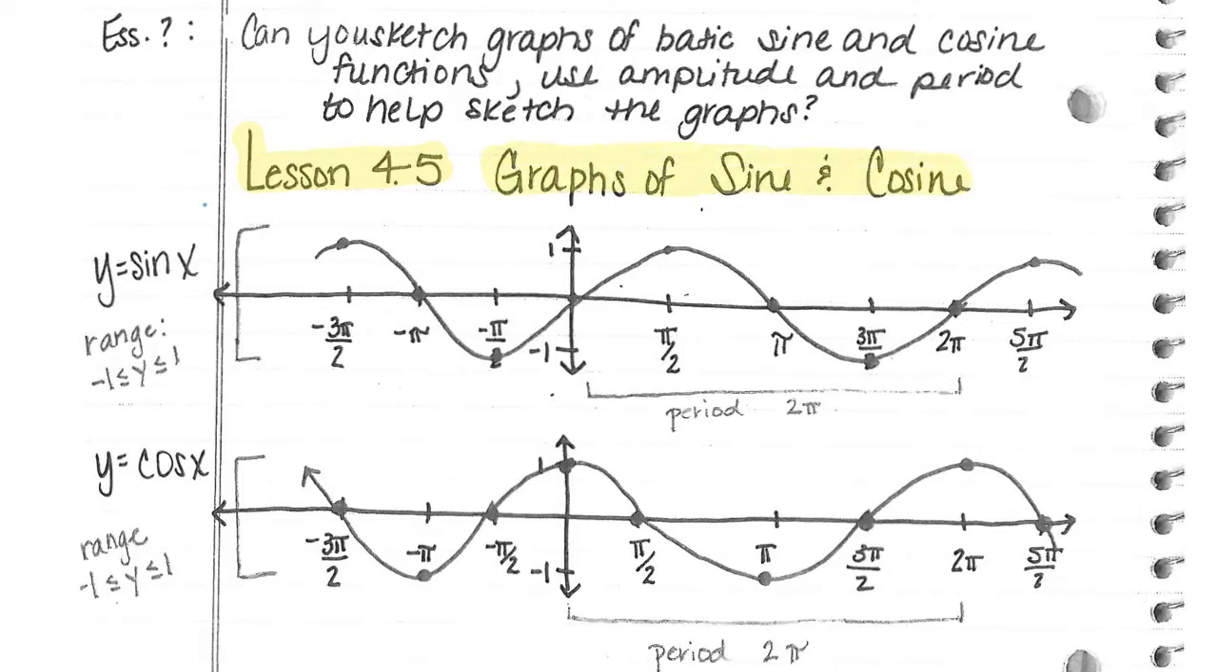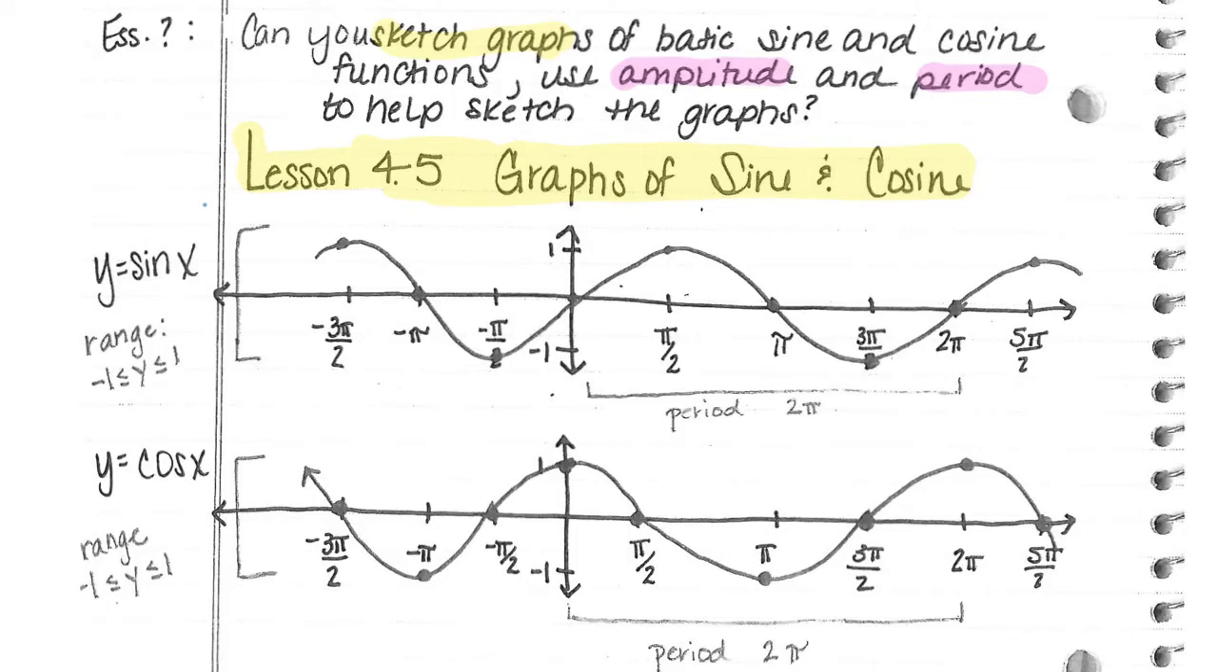There is so much information here, so we're going to take it nice and slowly. Our essential question is asking us all the different things we're going to do. Can you sketch graphs of basic sine and cosine functions? Do you know what amplitude is? Do you know what period is? And can you sketch the graphs using this information?